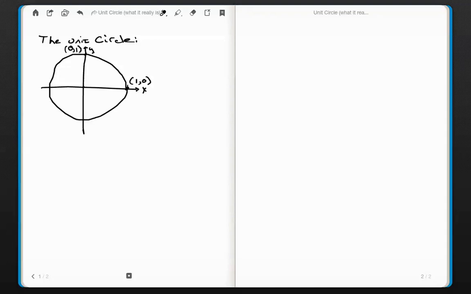All right, so what does that mean about this? This is a radius, right? This is a radius, so the radius must be 1. So let's write that. R equals 1.